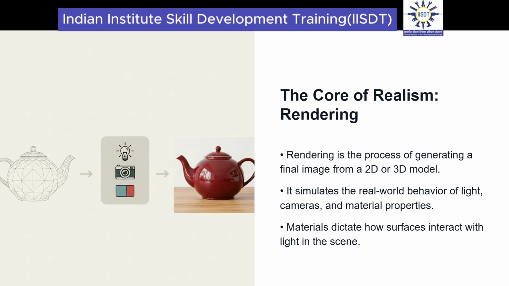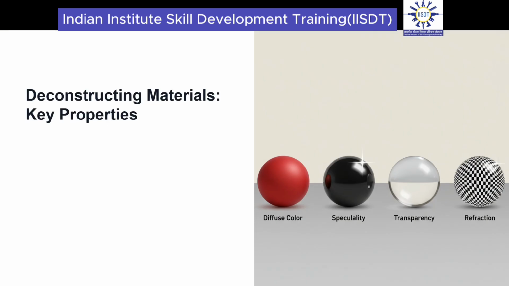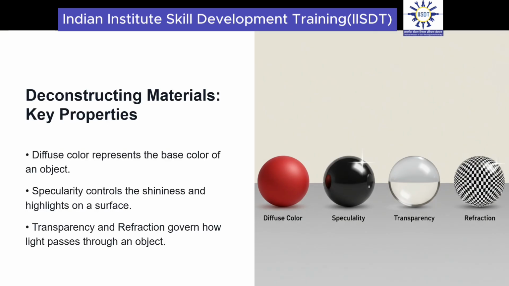This process can be incredibly computationally expensive, sometimes taking hours or even days for a single frame in a high-end animated film. But it's this meticulous simulation of physics that allows us to create images that are often indistinguishable from reality. Rendering is the crucial step that turns an abstract collection of data into a tangible, visible piece of art or design. So to create any material, we first need to understand its fundamental properties, the basic levers we can pull to define how it looks.